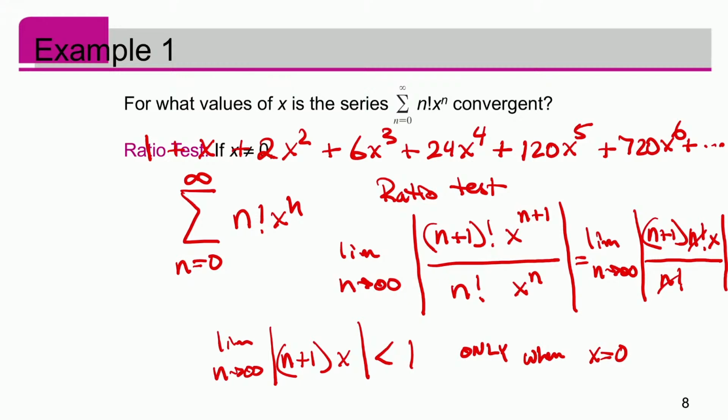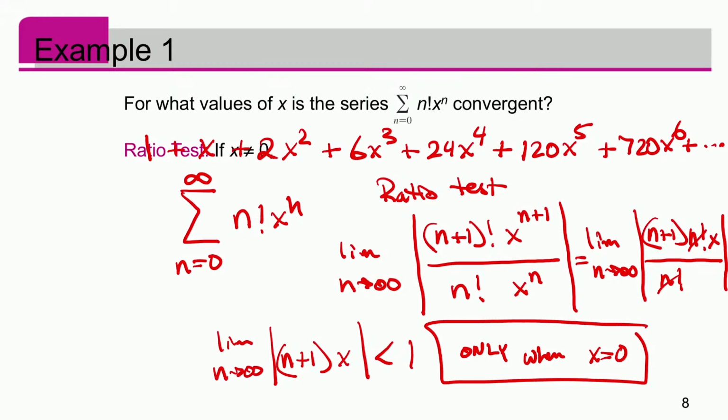So if x equals 0, then this converges. So what values of x does that series converge? Just when x equals 0. No matter what other number you put in here for x, this will be bigger than 1, won't it? It'll be infinity. So not very exciting, but that's the answer. What values does it converge? It converges only when x equals 0.